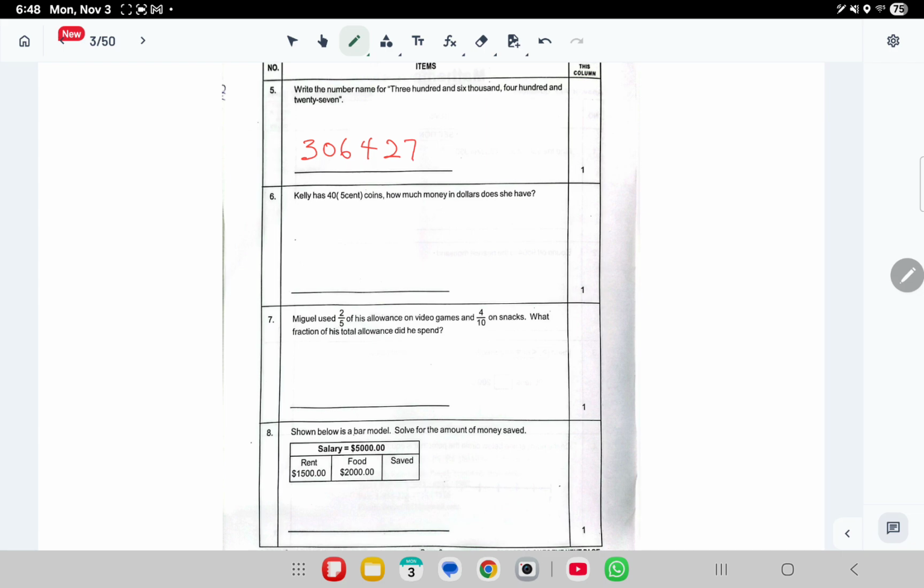Alright. Kelly has 45 25-cent coins. How much money in dollars does she have? So we know that four 25-cent coins is equal to $1. So for 45 coins, it will be 40 divided by 20, which is equal to $2. So she has $2.